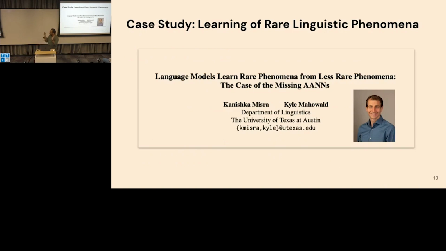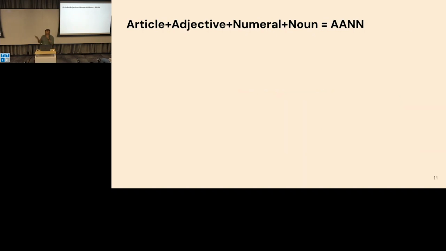So as a case study to go over how we are going to apply controlled rearing, we'll look at the learning of rare linguistic phenomena, one example of which I gave at the start of the talk. In this case we're going to be looking at this interesting thing. These all tend to have acronym names, called the AANNs. This was work I did during my postdoc with Kyle at UT Austin. So what is the AANN? It is the article, adjective, numeral, noun construction. An example of this is a beautiful 5 days.